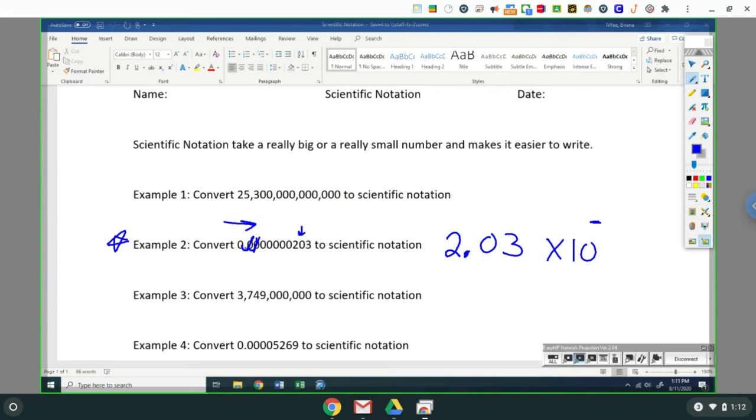1, 2, 3, 4, 5, 6, 7. So there's 7 zeros in front of the 2, but I also have to move it behind the 2, so I have to count the 2. So that's 8. So it'd be negative 8.